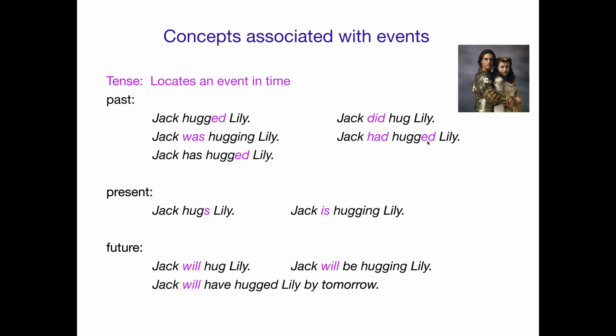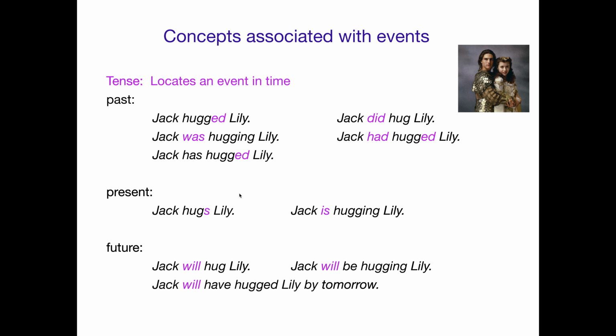You can actually get it really far in the past. Jack had hugged Lily. You've got the ending that really signals past tense, and also the word had, when paired with this kind of verbal component, indicates past. And again, Jack has hugged Lily, right? So all of these different signals in English are how the past tense is communicated.